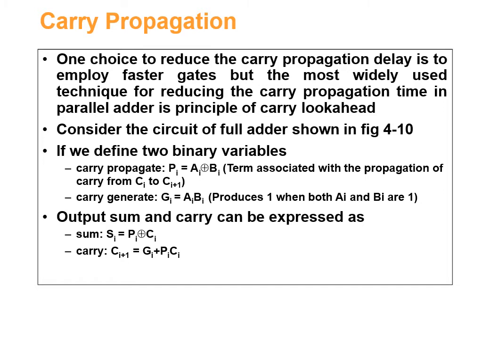Gi is called a carry generate and it produces a carry of 1 when both Ai and Bi are 1, regardless of the input carry Ci. Pi is called a carry propagate because it determines whether a carry into stage i will propagate into stage i+1, that is the next stage, whether an assertion of Ci will propagate to an assertion of Ci+1.